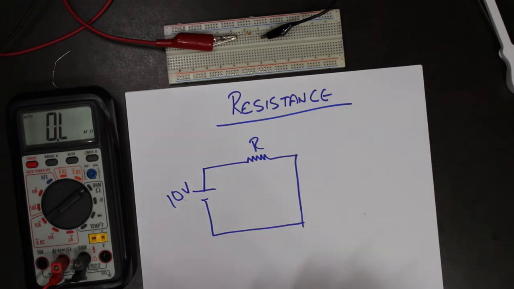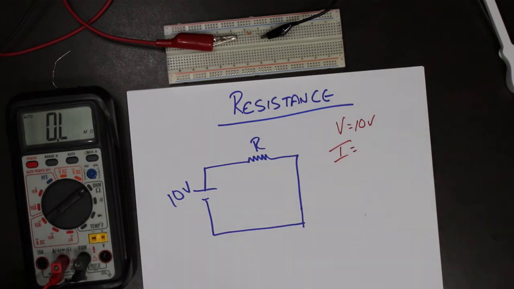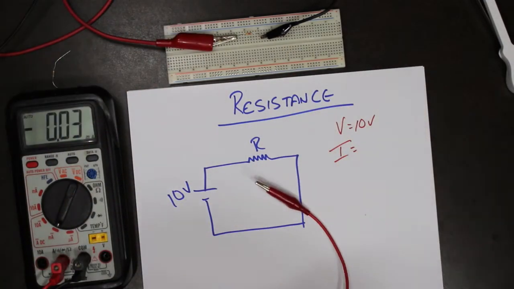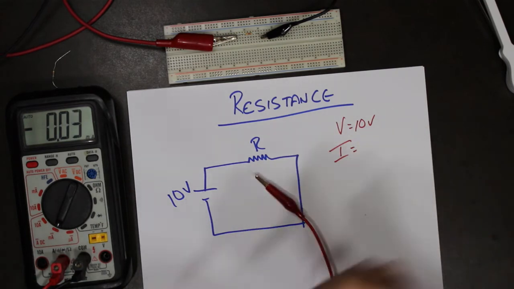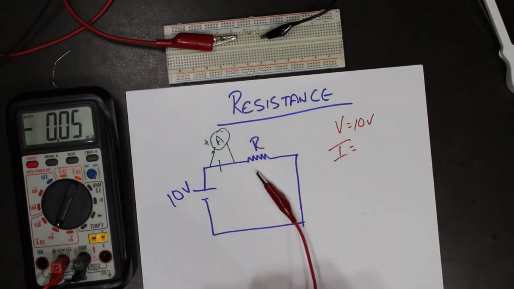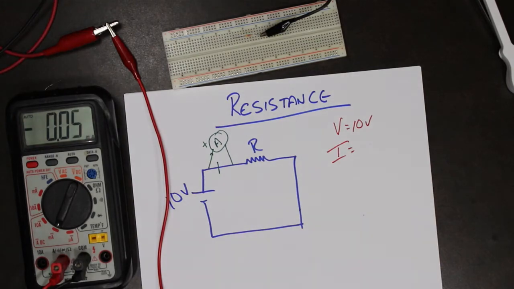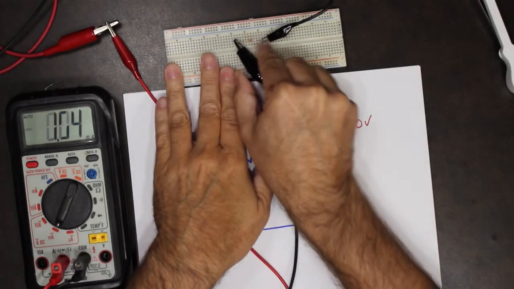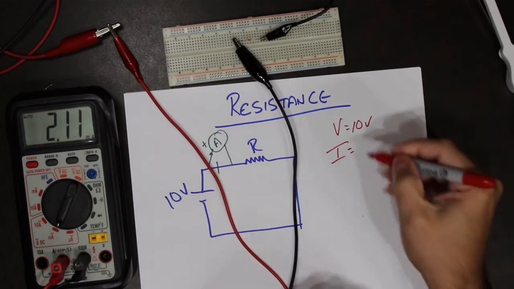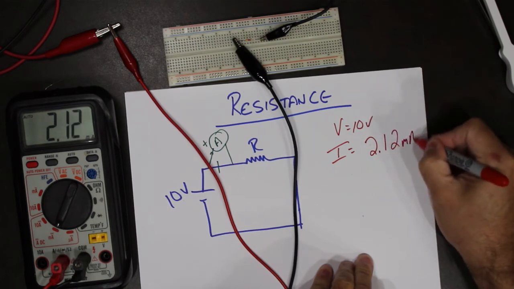So now I know that my voltage is 10 volts. I'm going to measure the current. To measure the current, I set this up for an ammeter, I need to break the circuit so that the electrons can go up and get counted in that ammeter. So I break the circuit, reconnect here, and connect here. So now my current is 2.12 milliamps, let's say.